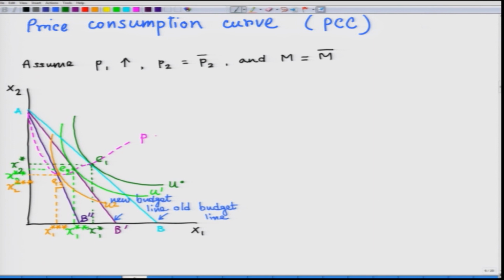So, price consumption curve is basically the locus of all equilibrium points when price of a commodity changes. We have obtained price consumption curve from varying the budget line of a consumer. Now, we are going to study various shapes of price consumption curve.